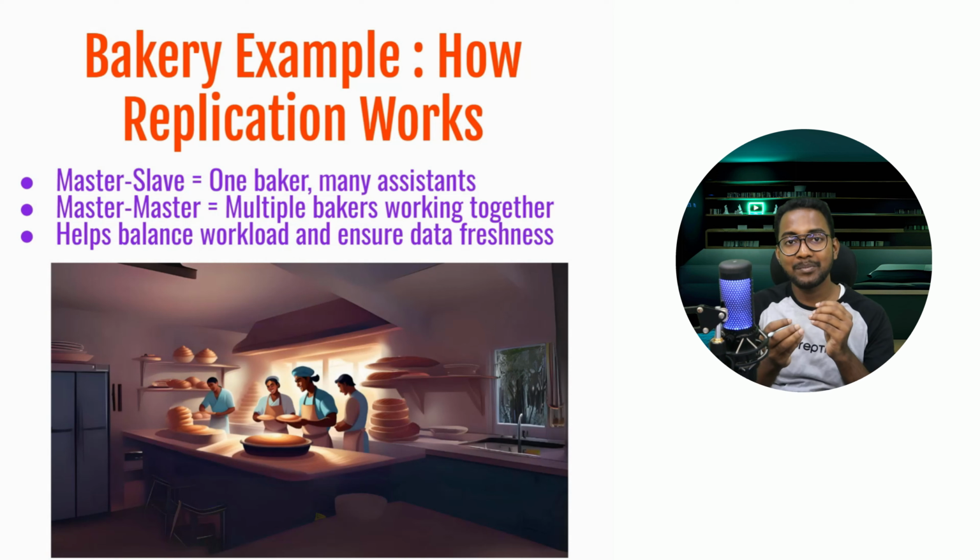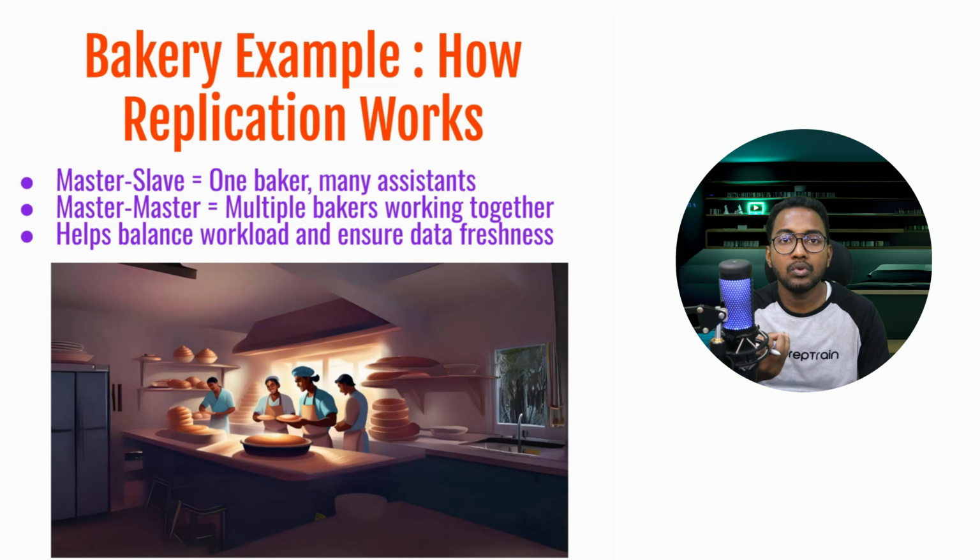So the master baker is the one making changes to the recipe, and the other baker just follows along, replicating those changes to ensure that every customer gets the same quality product. Now let's take this example a step further. What if we want multiple bakers who can both make bread and update the recipe? This is where master-master replication comes into play.